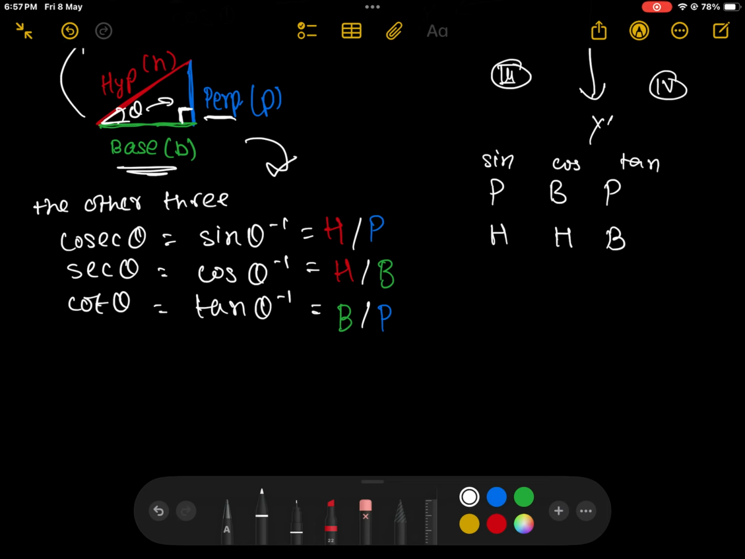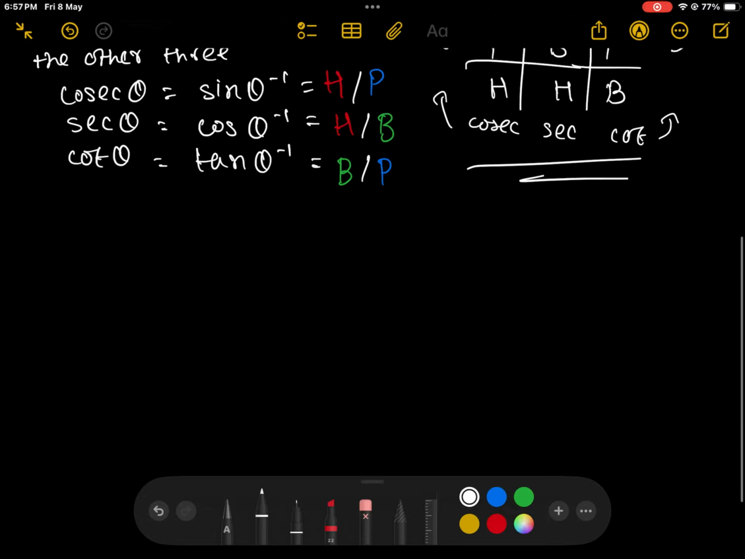And here's the little thing that can help you remember it easily. You can use whatever you want. It's normally PBP by HHB, and then it's sine, cos, tan, and then on the bottom it's cosec, sec, and cot. So you got it there.